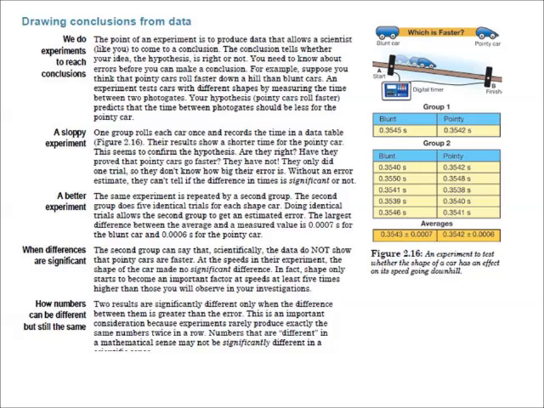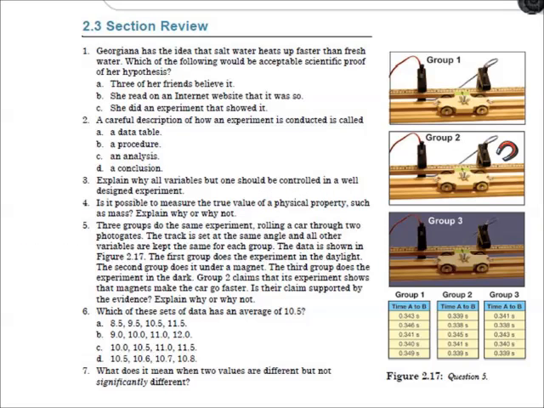Two results are significantly different only when the difference between them is greater than the error. This is an important consideration because experiments rarely produce exactly the same numbers twice in a row. Numbers that are different in a mathematical sense may not be significantly different in a scientific sense. Pause here and answer these questions.